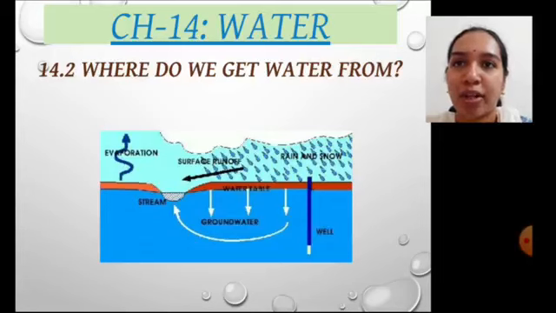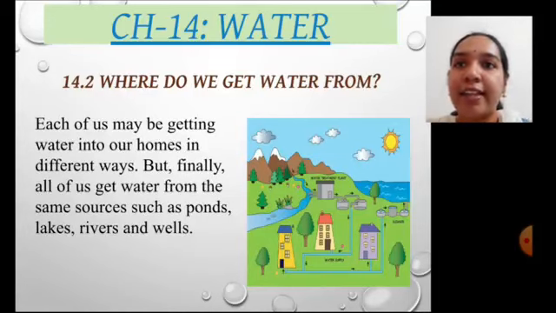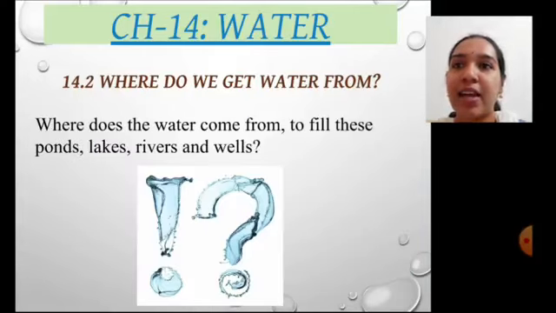Where do we get water from? It is supplied to our houses through a network of pipes which is drawn from a lake or a river or a well. The final source of water we get is from the ponds, lakes, rivers and wells. But from where is water reaching these water sources?